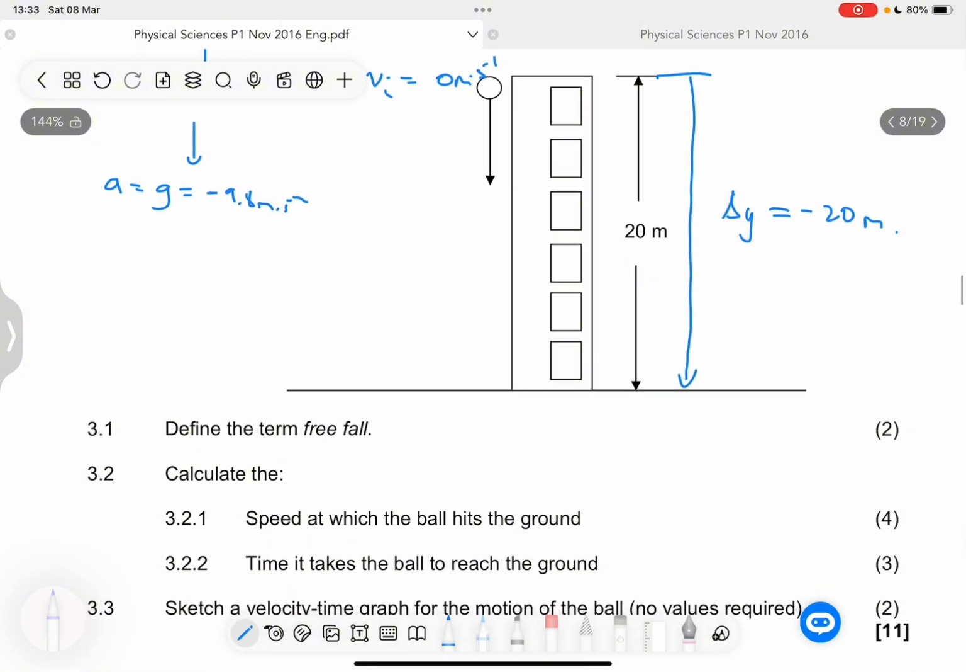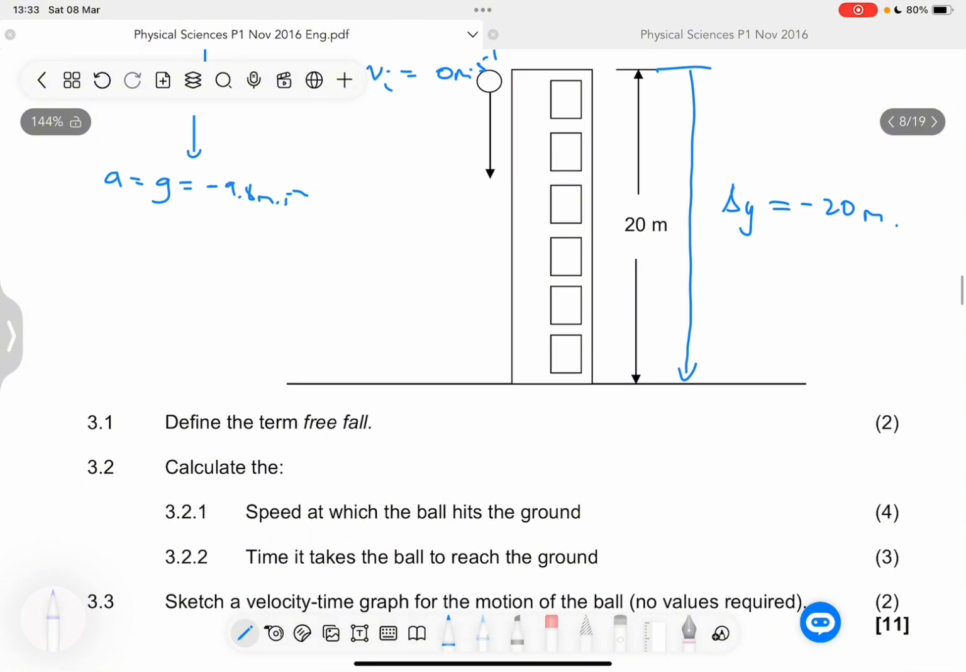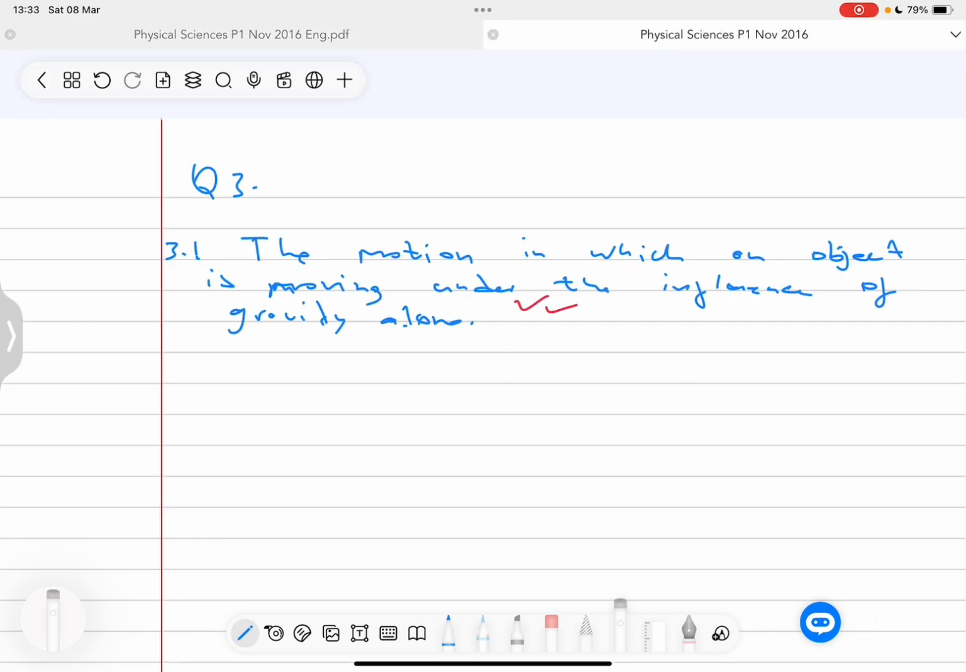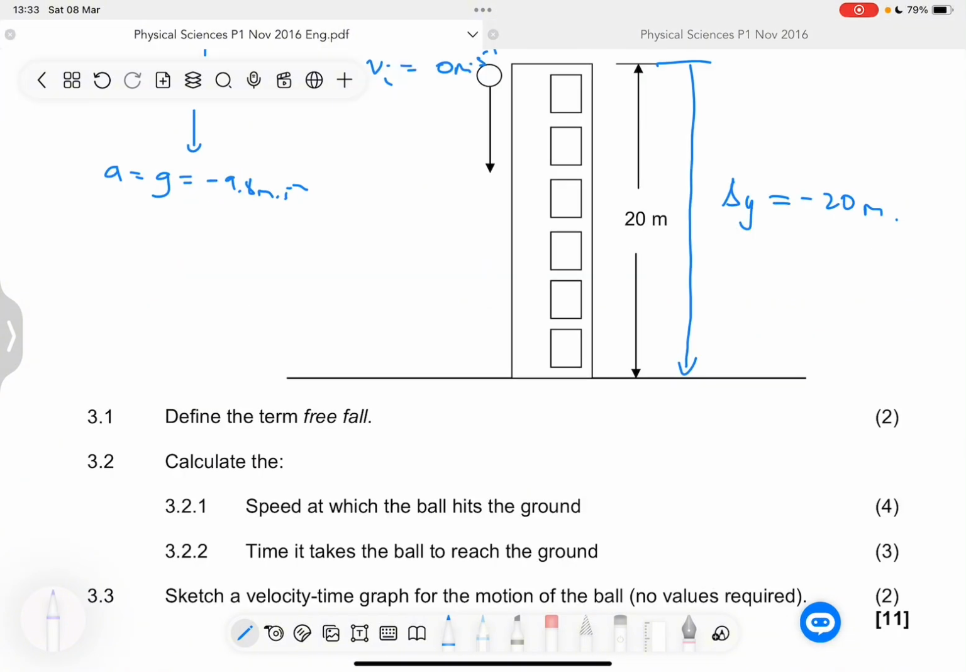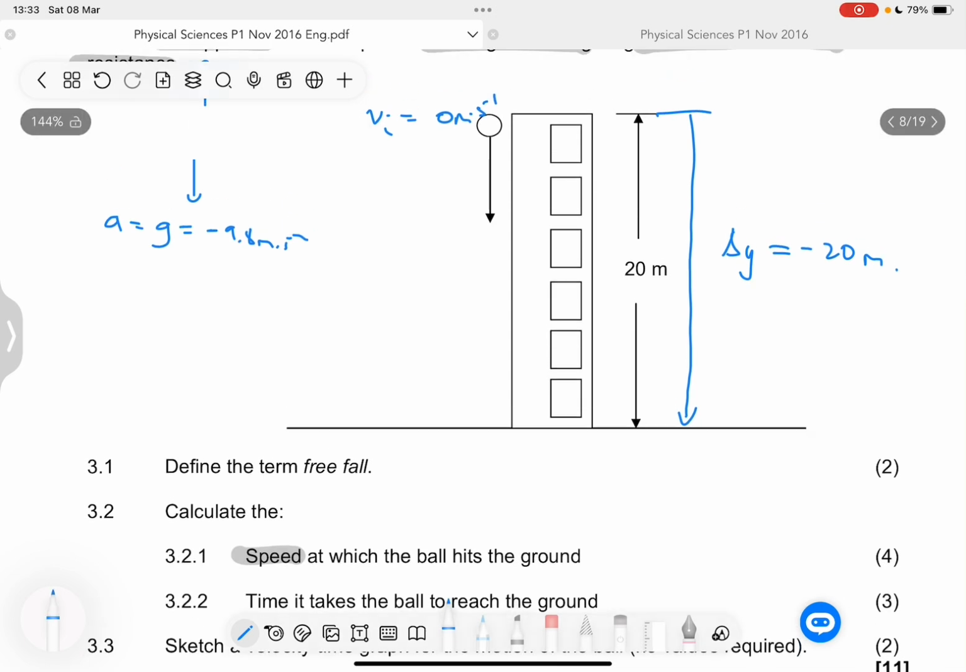Then we are ready to jump to question 3.2, which says calculate, and then under 3.2.1, they say the speed at which the ball hits the ground. Now remember that this ball will have a trajectory that is vertically downwards here, and then it will get to this point. Just before it hits the ground here, we are actually looking at that speed. I'll call it final speed, because the initial speed is when it starts with 0 there.